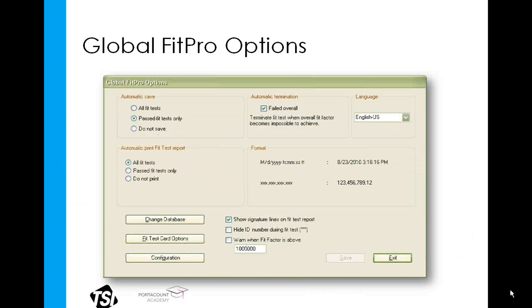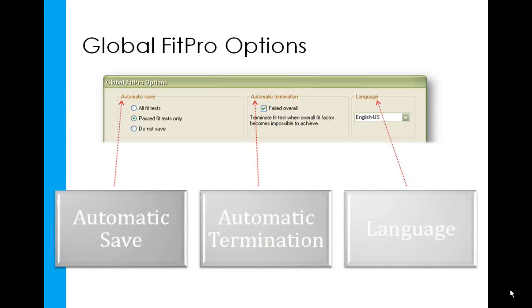Now, there's a lot to take in on this screen, so again, we're going to break this up into sections, and we're going to spend a little bit more time defining each item. So first, in the upper left-hand corner, we have the automatic save function. This allows you to choose whether or not you want to automatically save your fit tests.